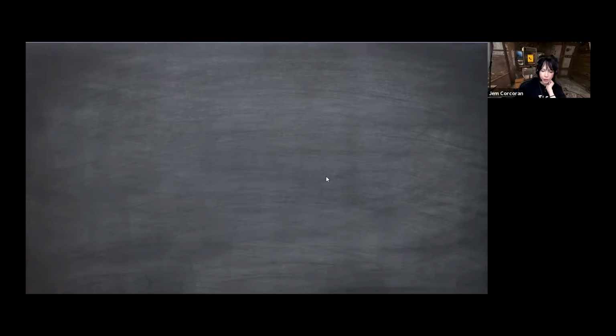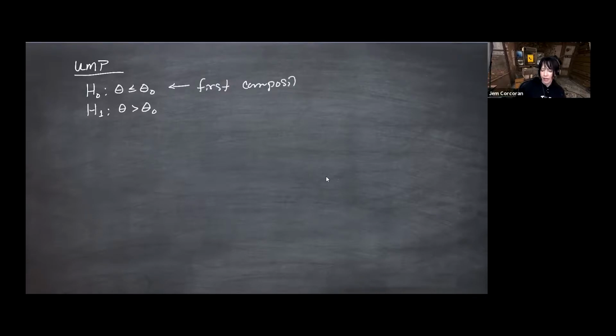Before I do that, let me just say that so far we have not seen a UMP test for a composite null hypothesis like this, theta less than or equal to theta naught versus the alternative, theta greater than theta naught. We have only worked with simple ones, so this is our first composite case for a UMP, a uniformly most powerful test.